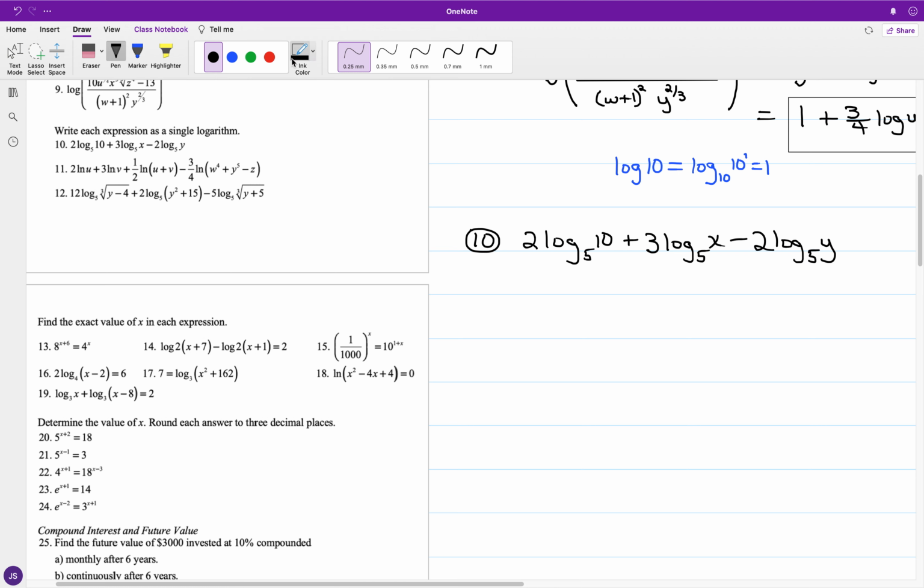Again, when we expanded, we had gone from exponents to coefficients, and we're going to do it the other way around.